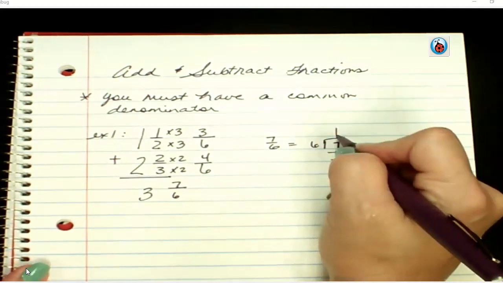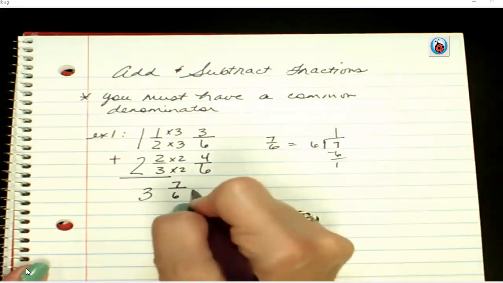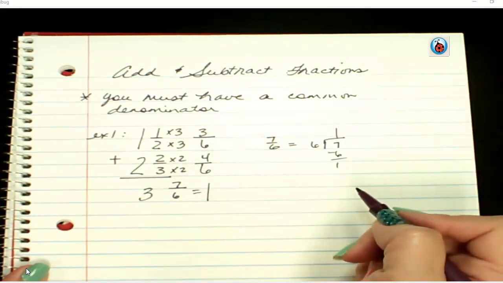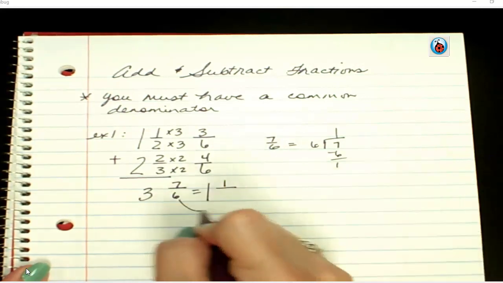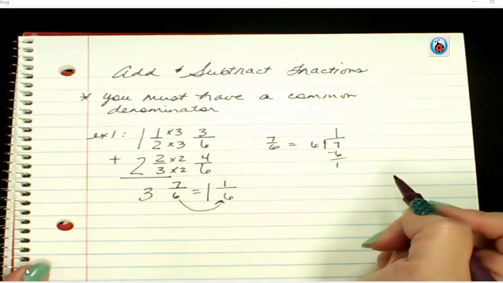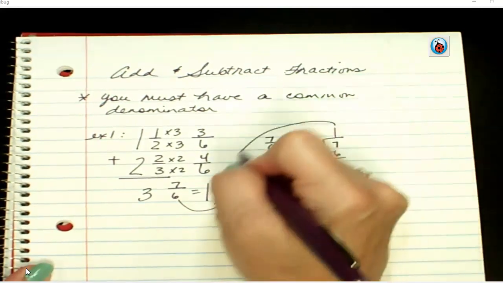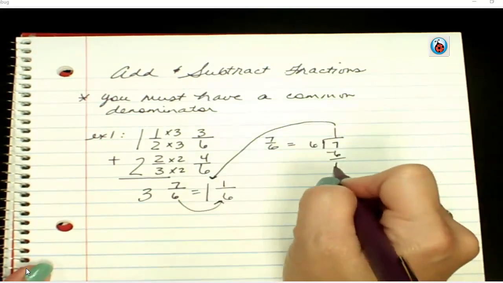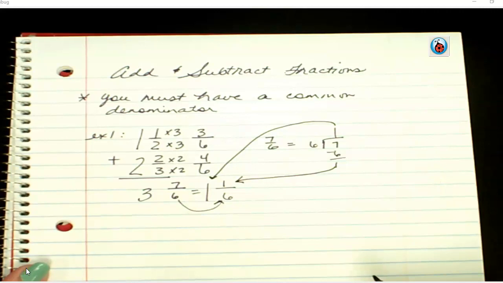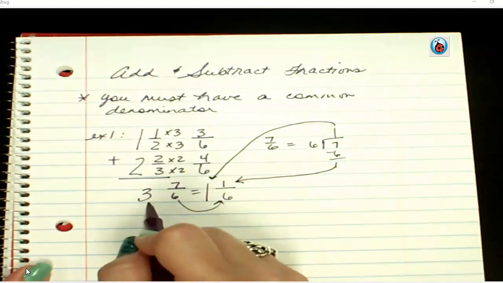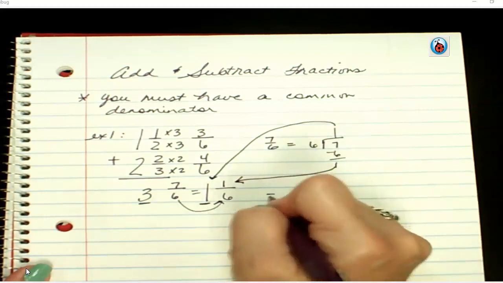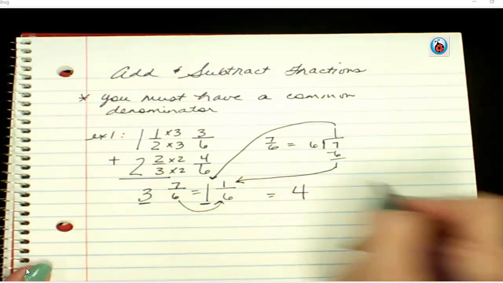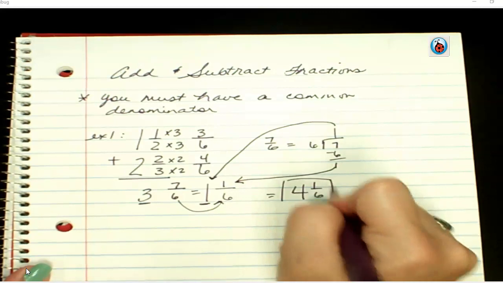This is a whole number 1. So 6 goes into 7 one whole time. This 1 becomes your new numerator, and you always keep the same denominator. So the whole number 1 goes here, the remainder goes here. But since you already had 3 whole numbers, you have one more whole number. Your final answer is 4 and 1/6.